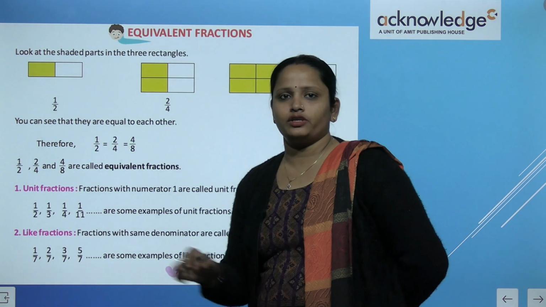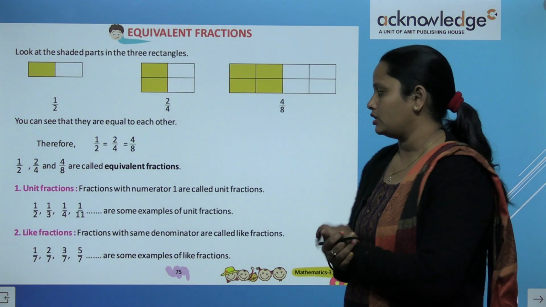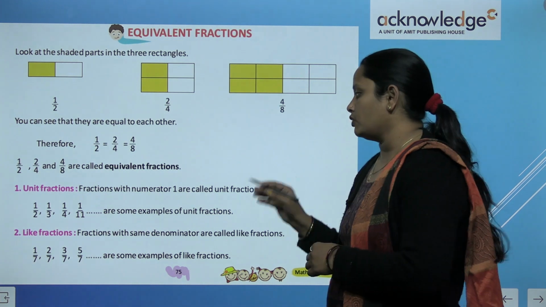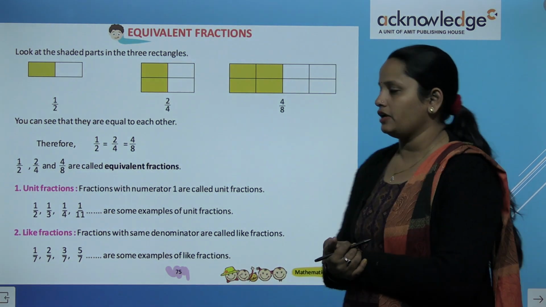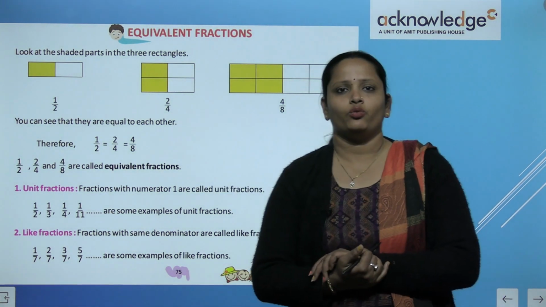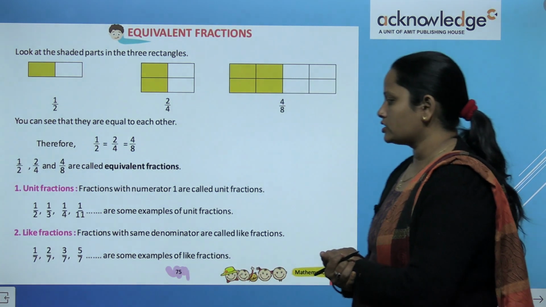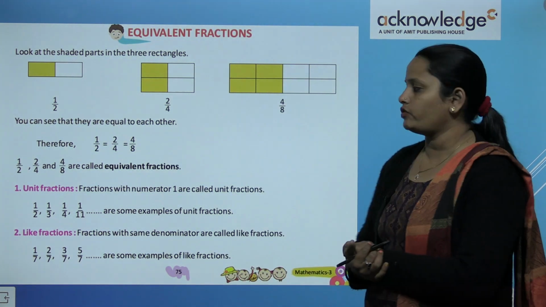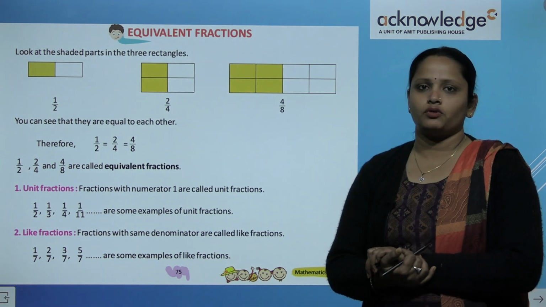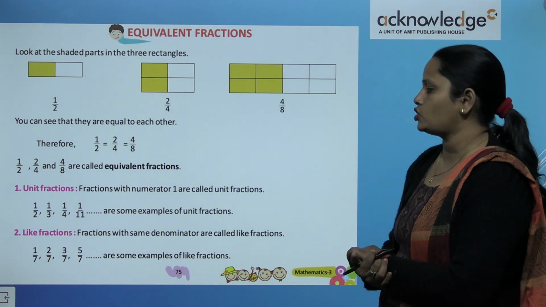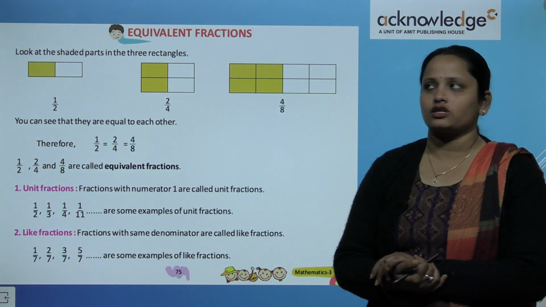So let's learn the different types of fractions here. First is unit fraction. Unit fraction क्या होता है? Unit का मतलब होता है 1. So वो fraction जिसका numerator 1 है उसे हम unit fraction कहते हैं. So ये 1/2, 1/3, 1/4, 1/11. इन सब में आप देख सकते हैं numerator क्या है? 1. So ये है unit fraction. Next is like fraction. Like fraction क्या होते हैं? Fractions with same denominator. वो fraction जिनके denominator same होते हैं उन्हें हम like fraction कहते हैं. जैसे आप देख सकते हो 1/7, 2/7, 3/7 and 5/7. इन सब में जो denominator है वो 7 है जो कि same है. तो ऐसे fractions को हम like fractions कहते हैं.